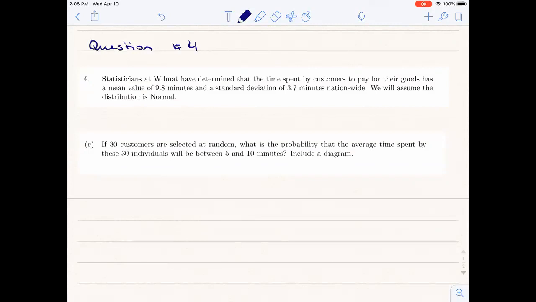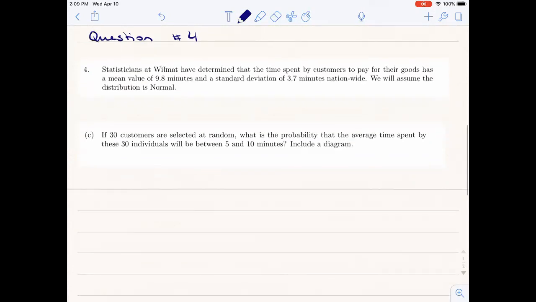So part A, we had to find some probability of some individual observation, right? A single observation. And then we were given a probability and we had to work our way backwards to find, okay, well, what's the cutoff for that probability, right? So working back and forth.